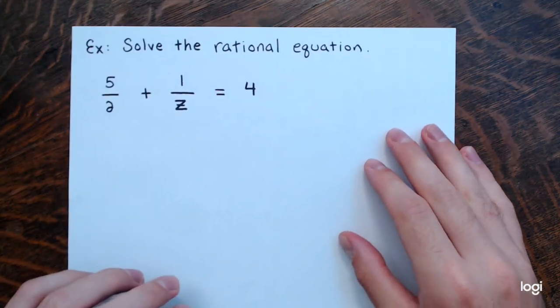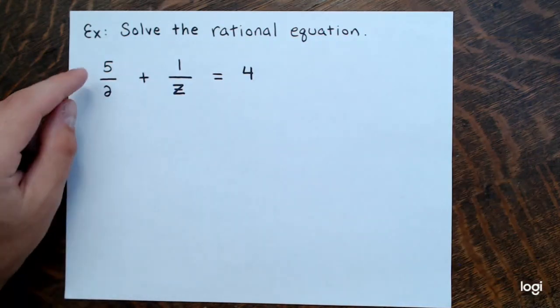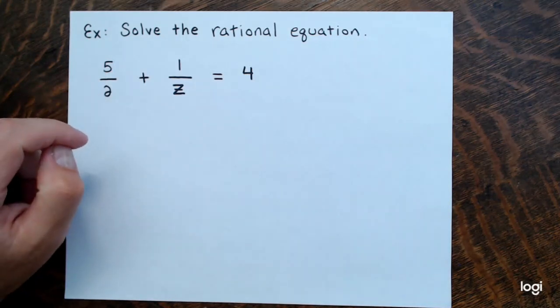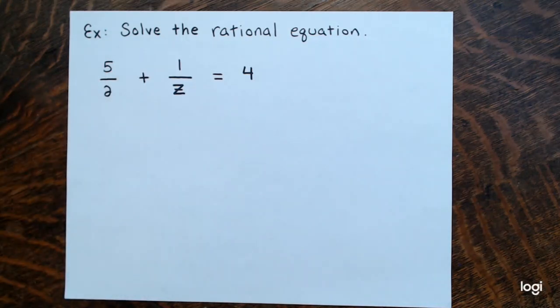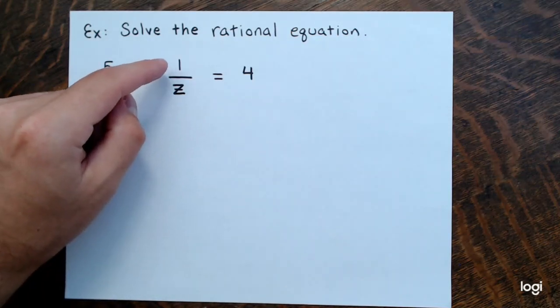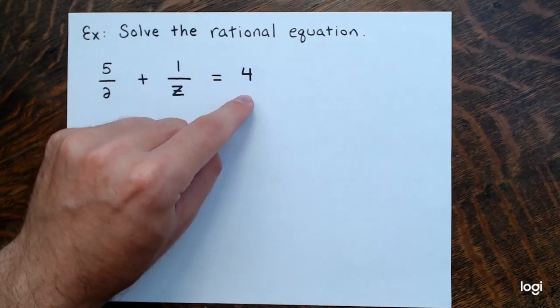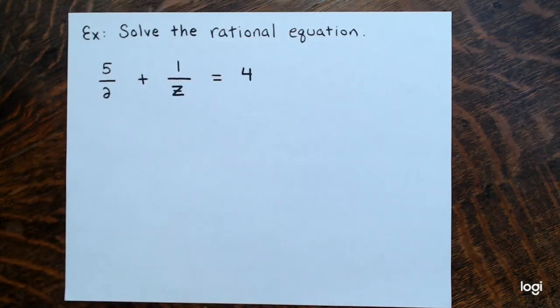So my first rational equation, we're asked to solve the rational equation, an equation with fractions in it. I've got 5 over 2, plus 1 over z, equals 4. And if you want to write this as 4 over 1, that's fine too, if you want to make them all fractions.